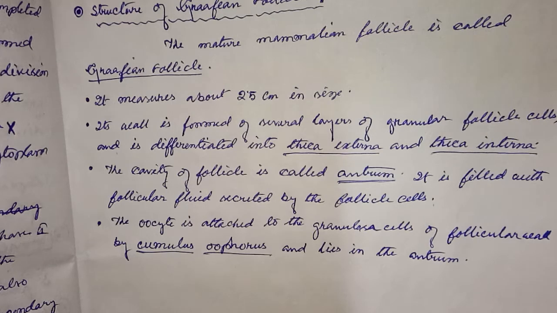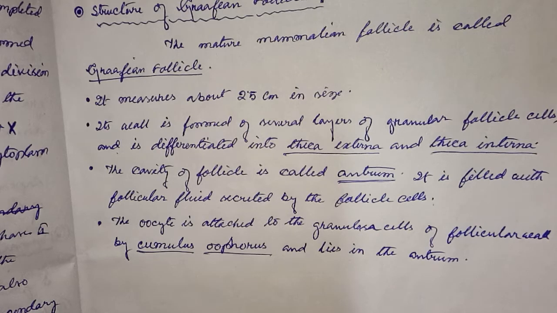Now next, the maturation of ovarian follicle occurs under the influence of FSH hormone secreted by anterior pituitary. The follicular cells of ovarian follicle secrete estrogen. The mature Graafian follicle rises to the surface of ovary and ruptures, releasing the ovum. The releasing of ovum is called ovulation.